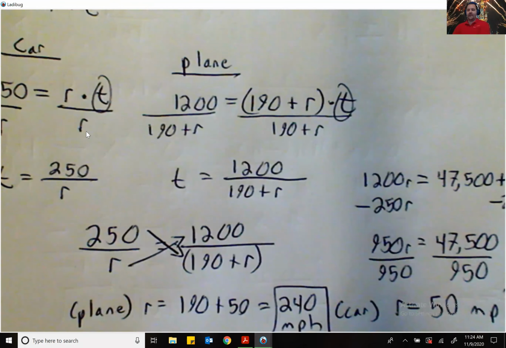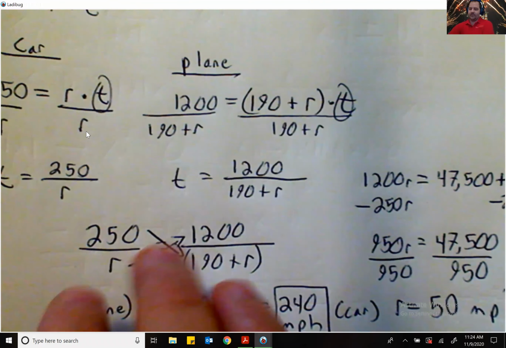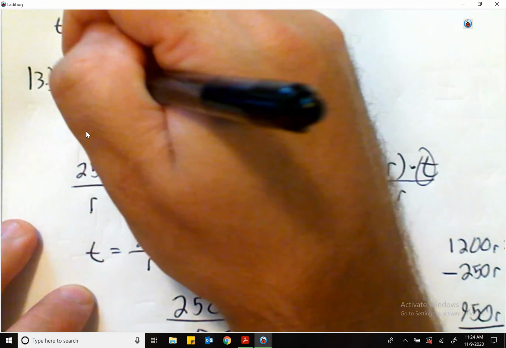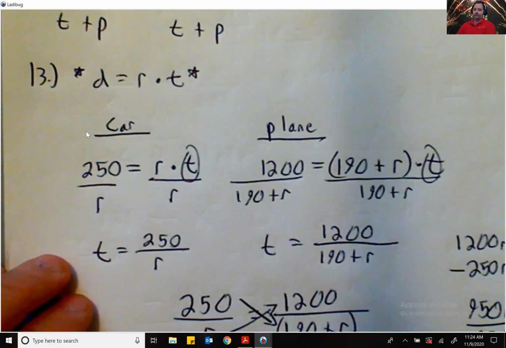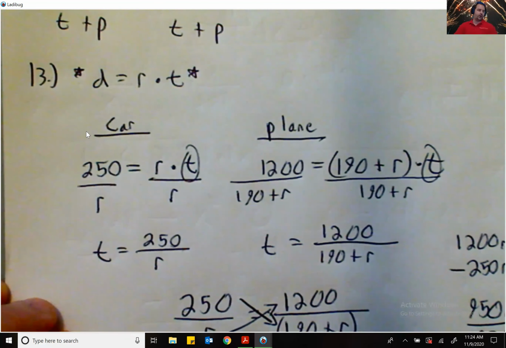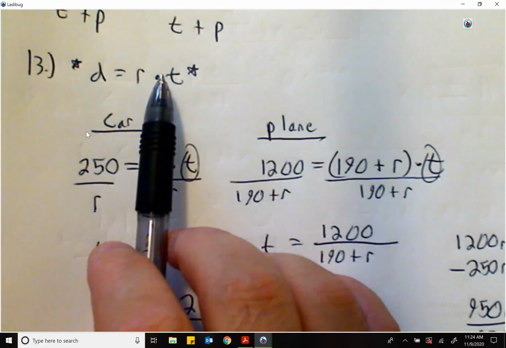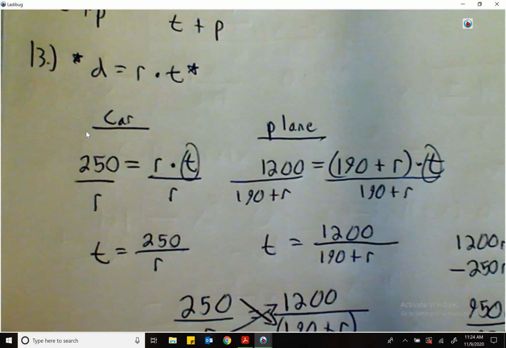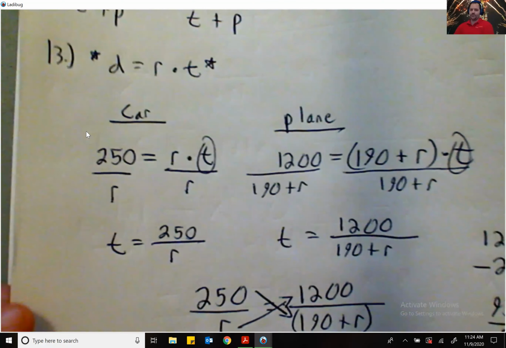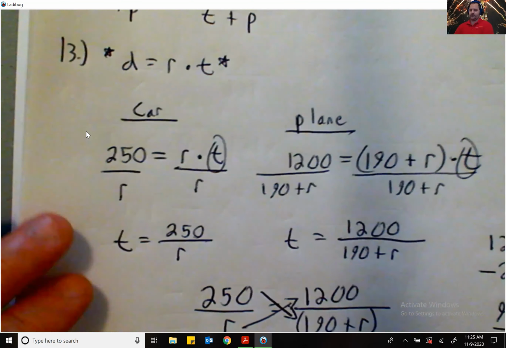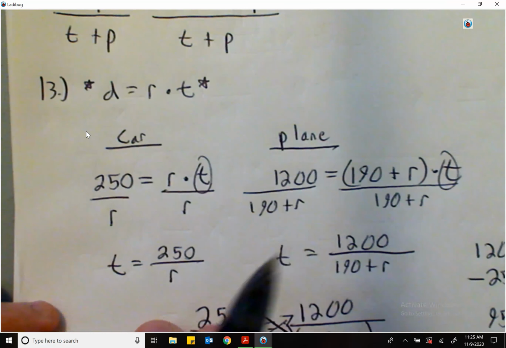So the big key on this one is remembering this little formula right here, and it will be the same formula you should see on your exam: D equals R times T. That's your hardest problem on this thing, number 13. Any questions about number 13?